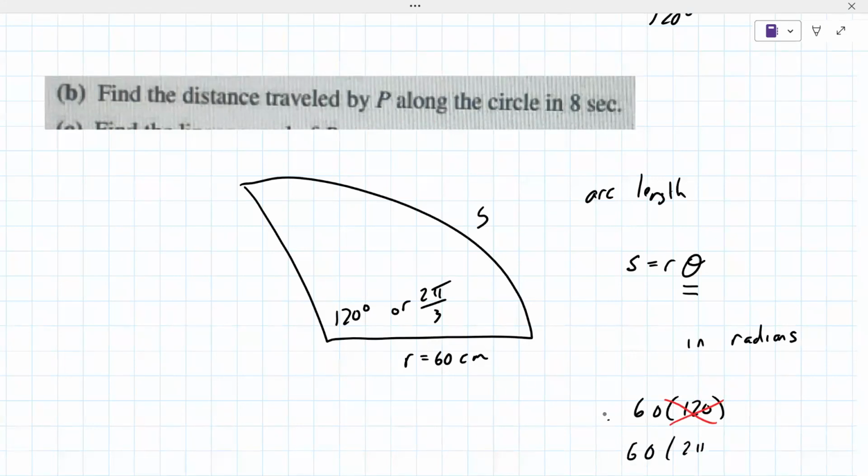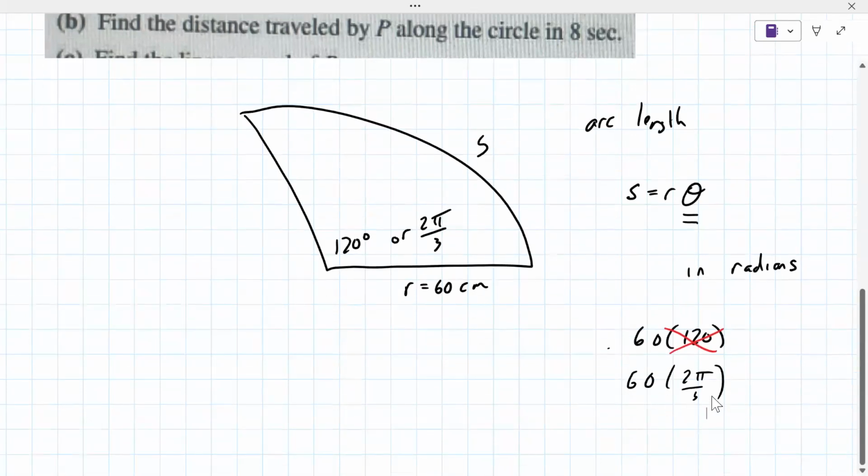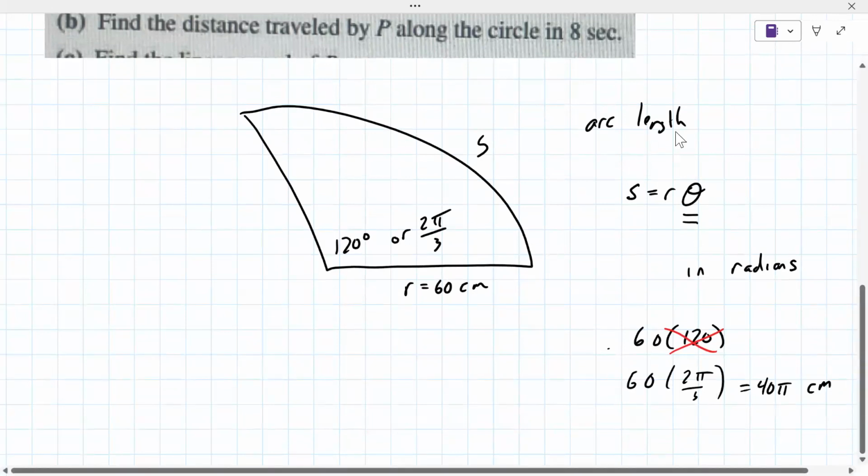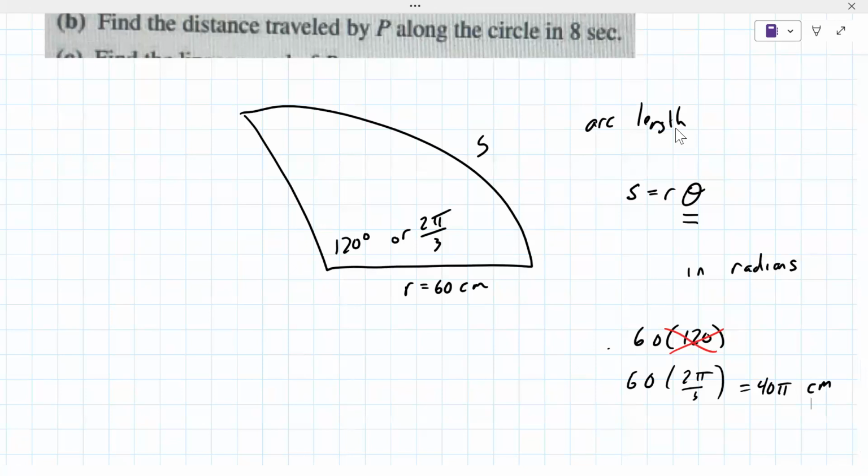So it's 60 times 2 pi over 3, which ends up being 40 pi centimeters. Now, why is it units of centimeters in this problem? What are we calculating? The distance. The distance, yes. And distance or a length is in centimeters. So there we have it. That makes sense.